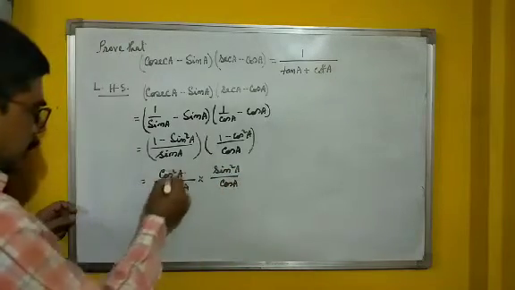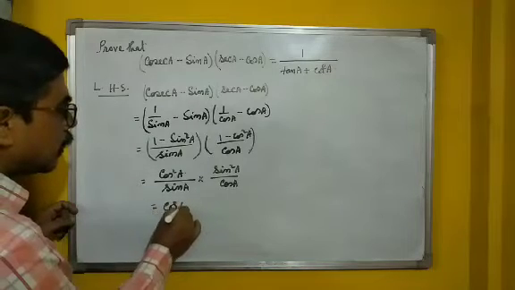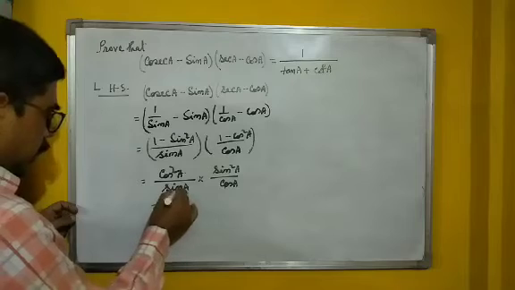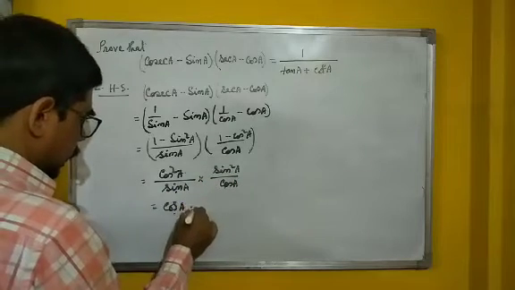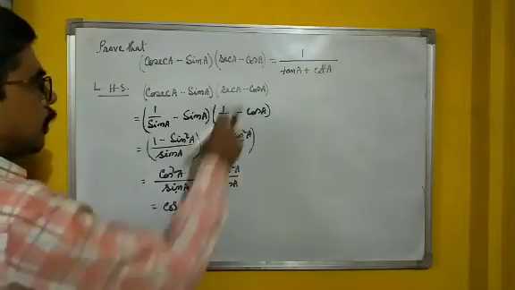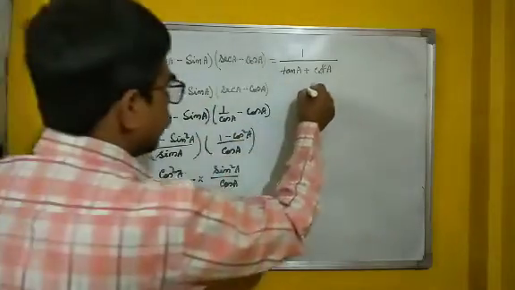Now if we cancel it, we will get cos A here, because it is cos square, here cos, cos, and then we cancel it, so we will get sin A. After that, there is no option to do, so start with the right hand side now.